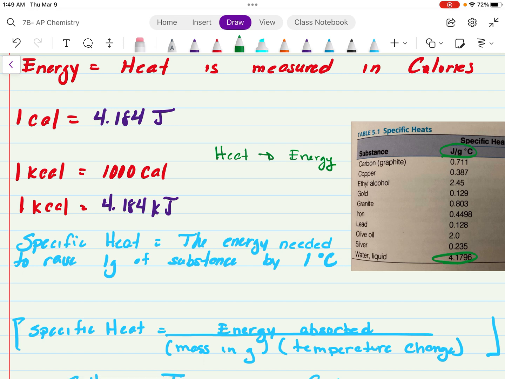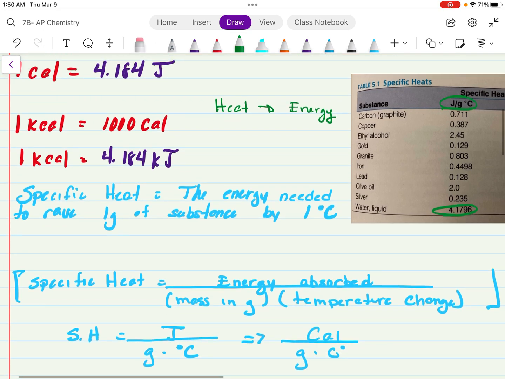Specific heat can be expressed using this equation. The specific heat of a substance is equal to the amount of energy absorbed divided by the mass in grams times the change in temperature, right? So using this simple formula, we can either determine the specific heat of an unknown substance by measuring the amount of energy taken, or we can use a known specific heat to determine the amount of energy that's being absorbed using its ability to absorb heat, okay?